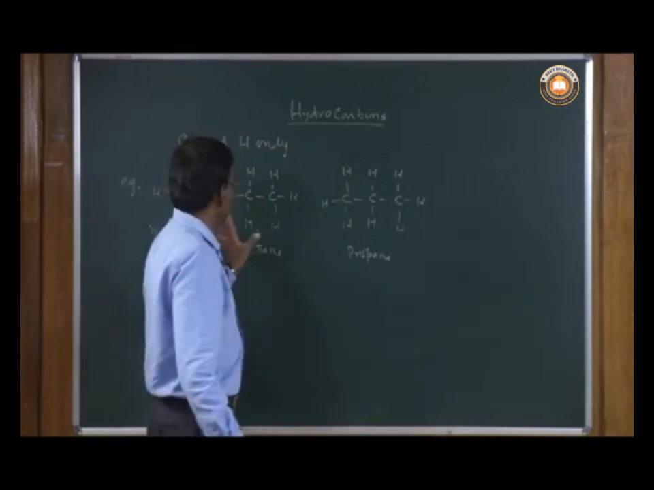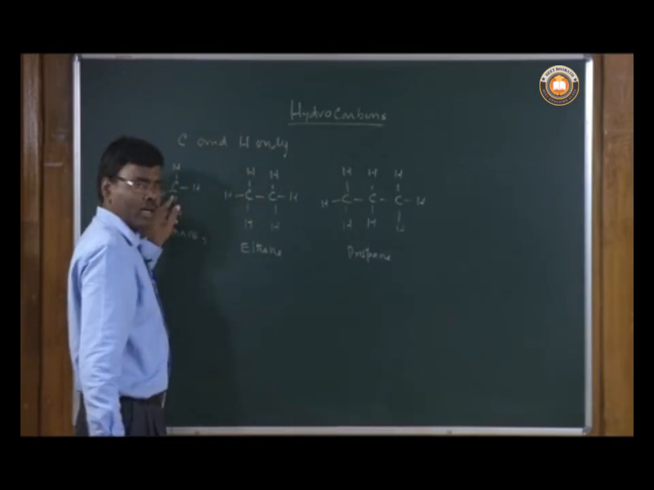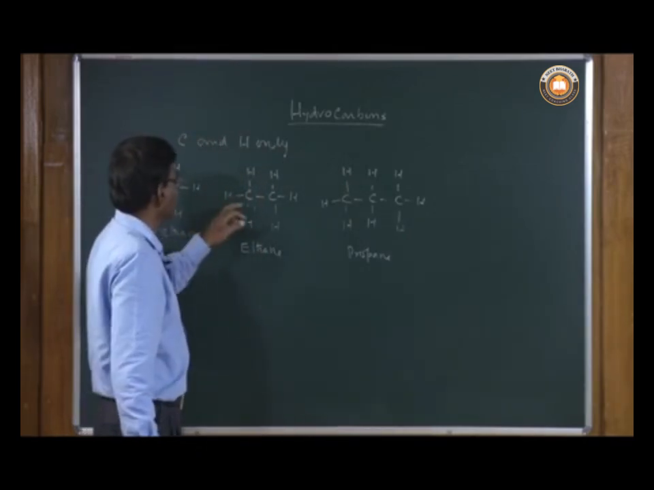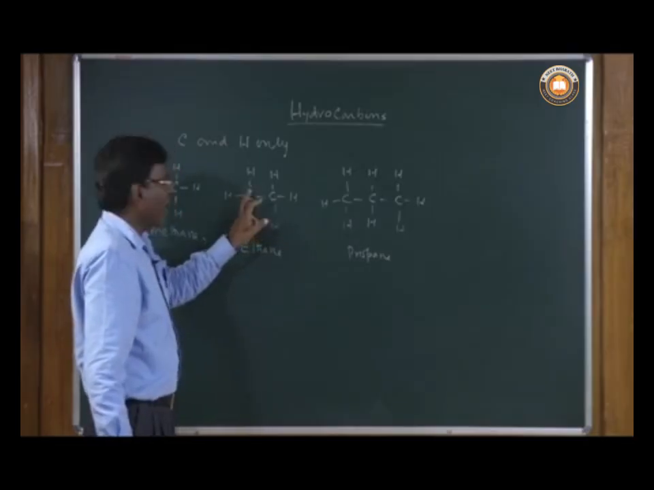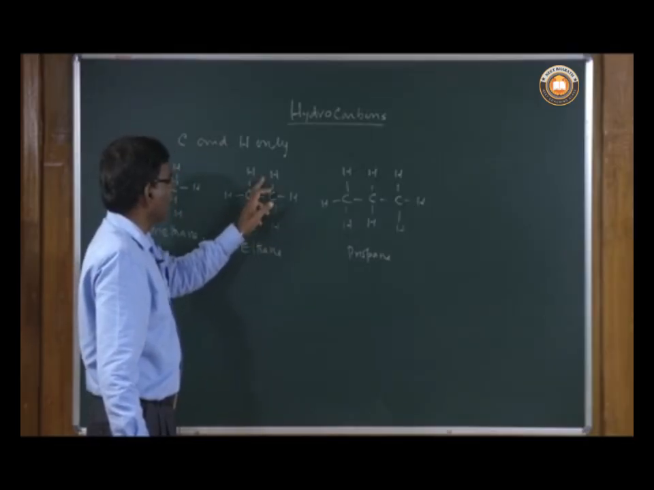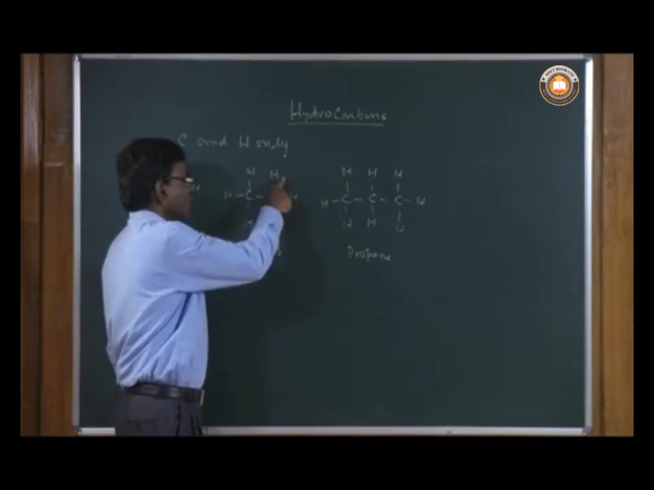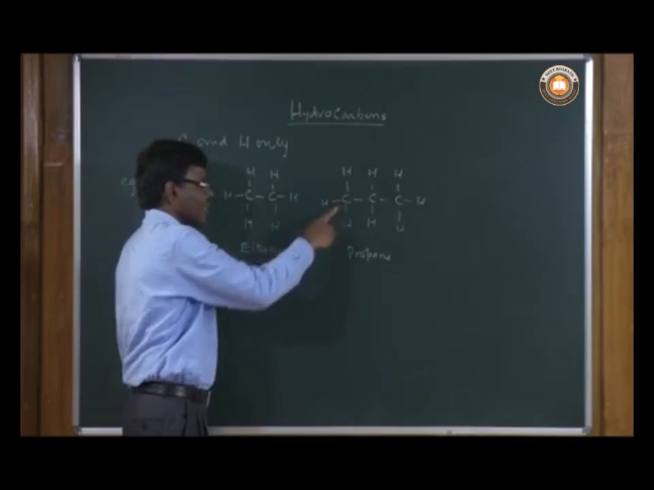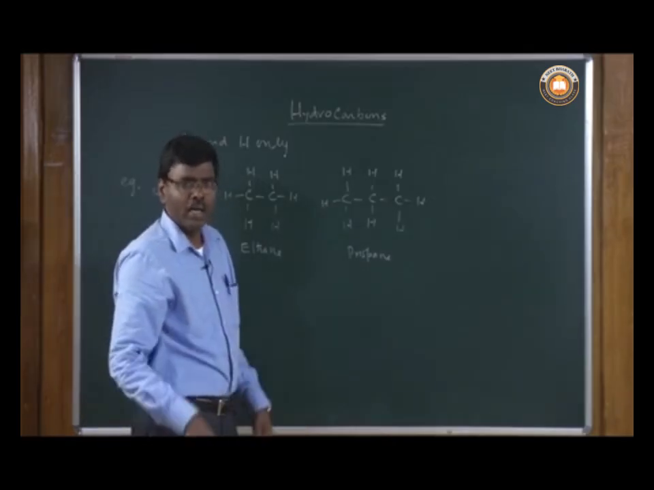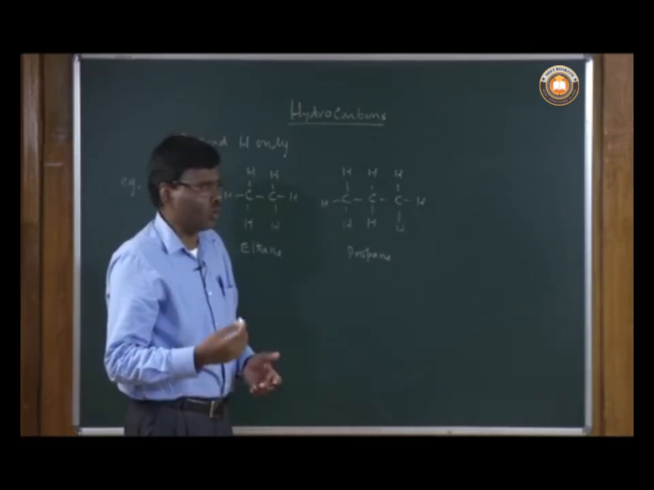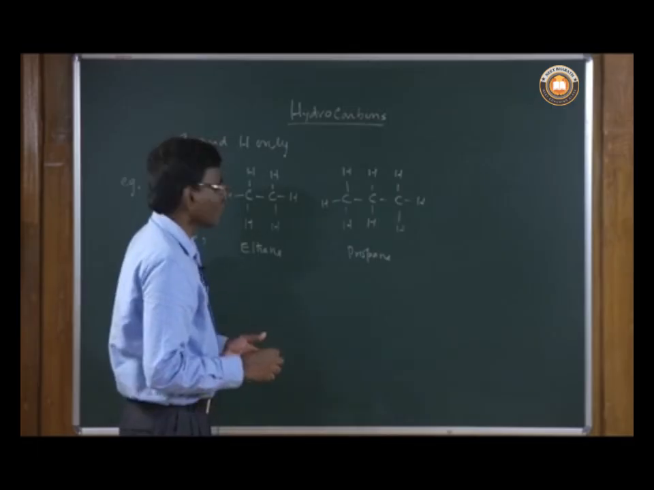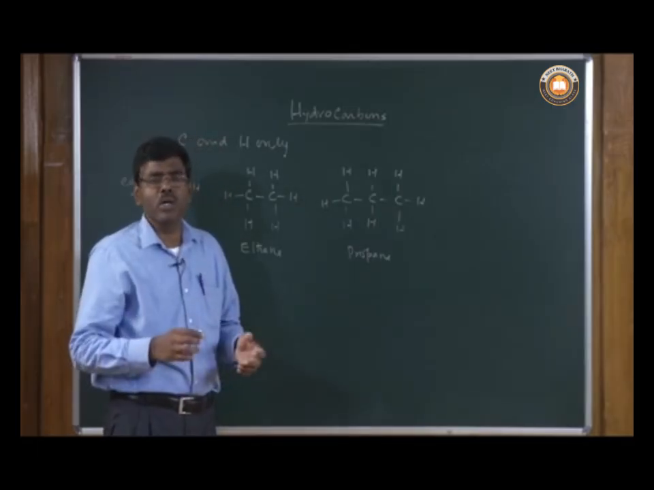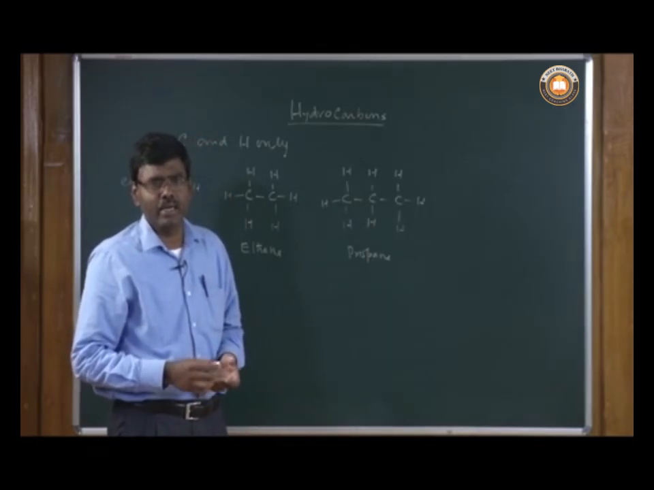If you look at this compound, it has only one carbon, bonded with 4 hydrogen atoms. Here you have 2 carbon atoms, bonded together, and in addition, each carbon is bonded with 3 hydrogen atoms. This is called ethane, and if you have 3 carbon atoms, it is called propane, and 4 is called butane. You can go on like this. They are an important source of energy.